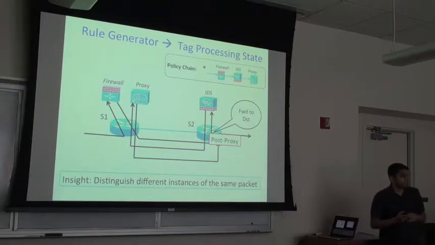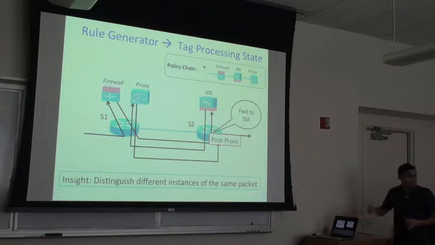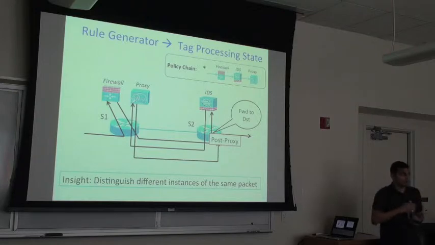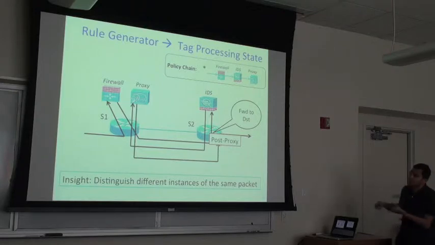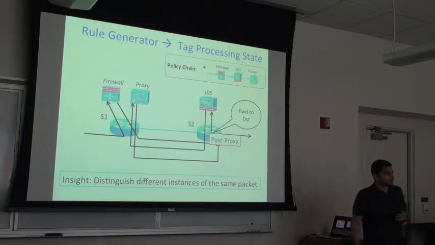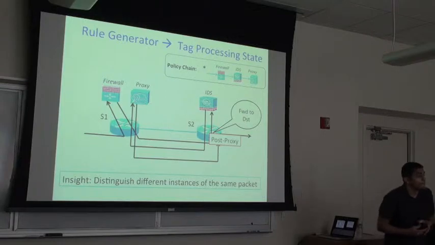Are you thinking of these labels on a per-flow basis, or is the policy chain the same for all the packets in the middle? In this case, you can think about it as per flow or per packet. It doesn't really make it a flow. But then you will have an explosion of time. Sorry? You'll have too many rules to handle at each stage.